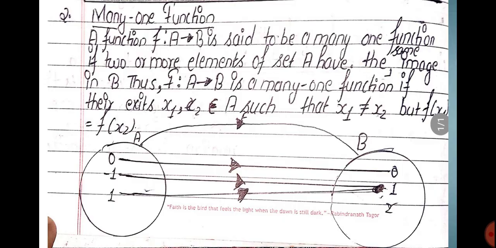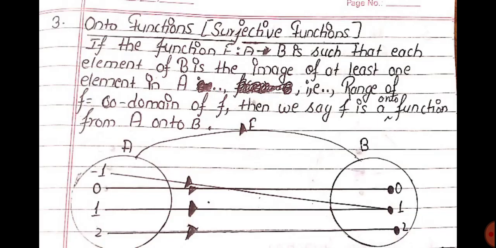Next is onto functions. If the function f from A to B is such that each element of B is the image of at least one element in A, that is, the range of the function is equal to the codomain of the function, then we say that f is an onto function from A to B.